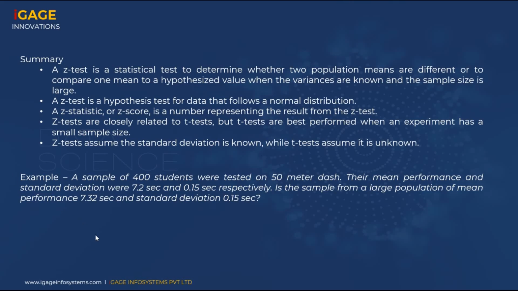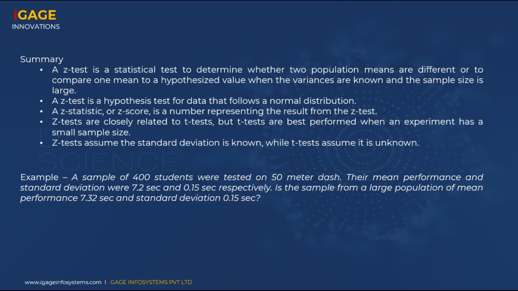Okay, let us take this example. A sample of 400 students were tested on a 50-meter dash. Their mean performance and the standard deviation were 7.2 seconds and 0.15 seconds respectively. Is the sample from a large population with a mean performance of 7.32 seconds and standard deviation of 0.5 seconds?